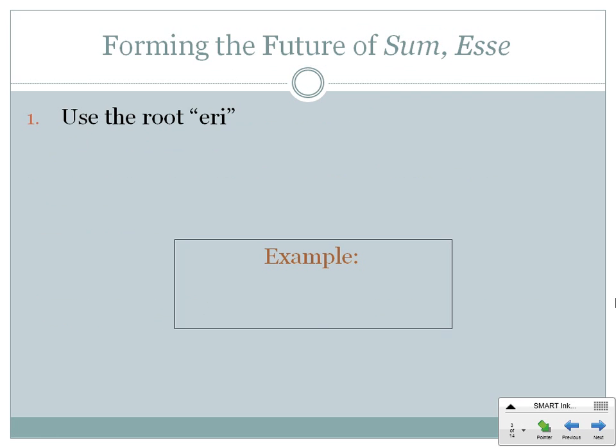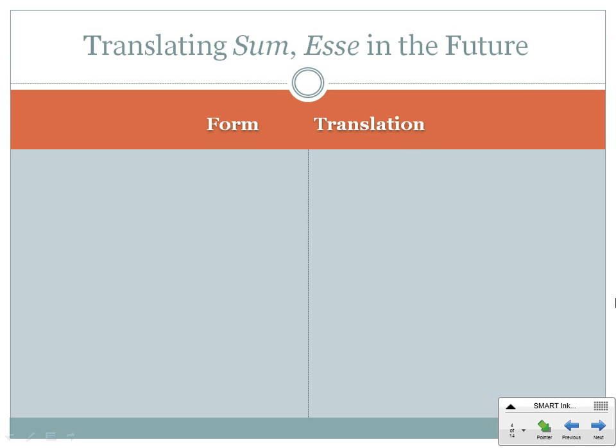Forming the future of sum and esse, you're going to use the root eri. Kind of like in the imperfect tense where we used era, here we're changing it to eri. The best way to remember the vowel ending for sum in the future is that it is going to be the exact same as the vowel used with the bi for the first and second conjugation verbs. So, like bi, here we're going to use eri for the future tense of sum. And you're just going to add your personal endings. So, for example, an s.